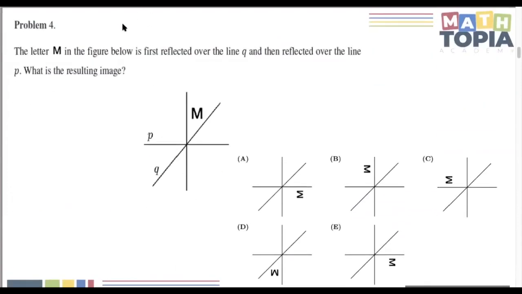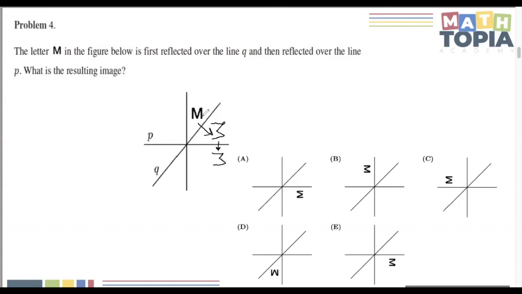All right, so we have problem 4. This one's less equations or arithmetic related, and more related to reflections. We have this letter M, and we're supposed to reflect it over Q and then over P. So we should try to visualize that. If it's reflected over the line Q, then it would end up like this. And then it's reflected over the line P, which would bring it over to about here.